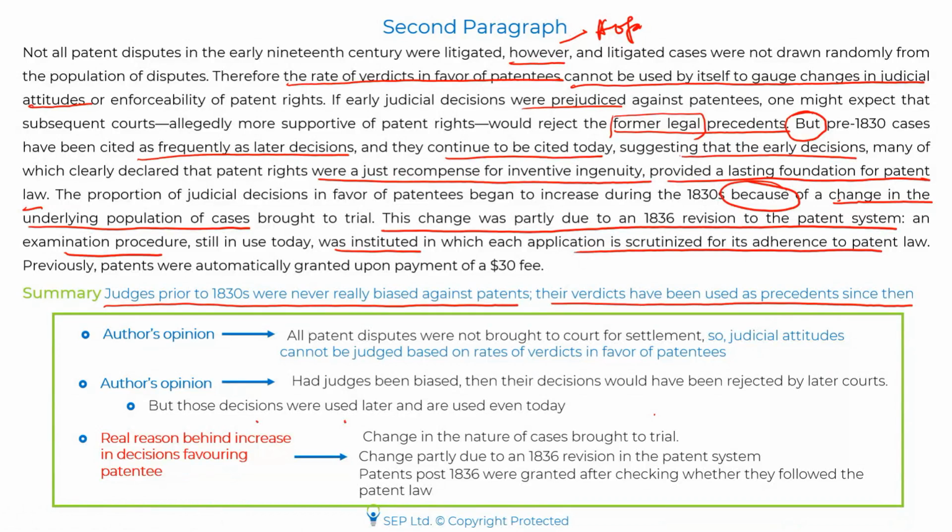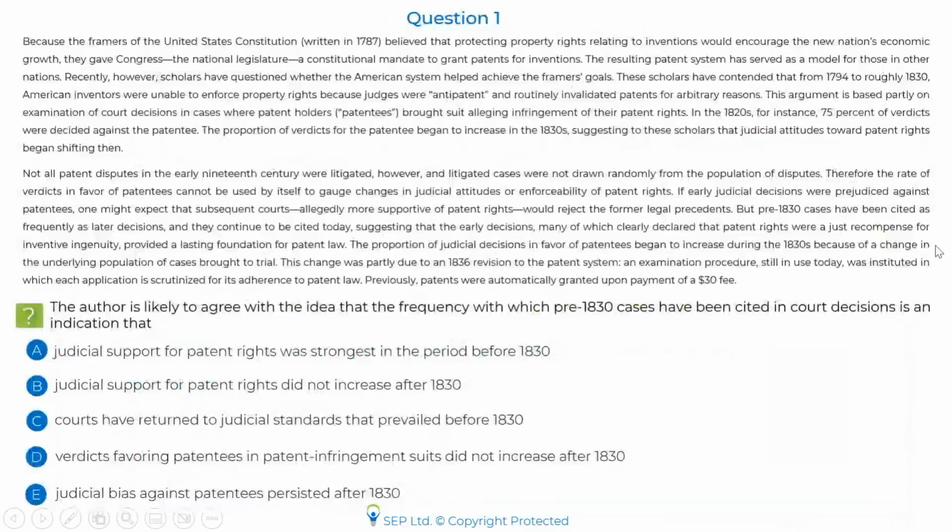Okay, so let me now go to the question. The question is saying the author is likely to agree with the idea. Okay, let me bring up the poll again for you guys. If you want to change your opinion, if you don't want to change, please stick to it. Just because I'm asking you to poll again doesn't mean that I'm asking all of you to change your opinion. Okay, look at this question. Take another 30 seconds to see what you want to mark.